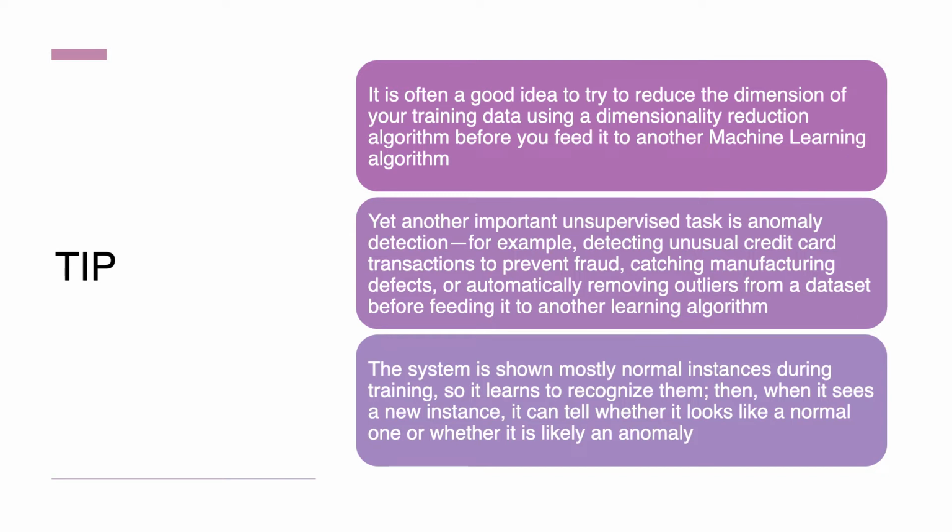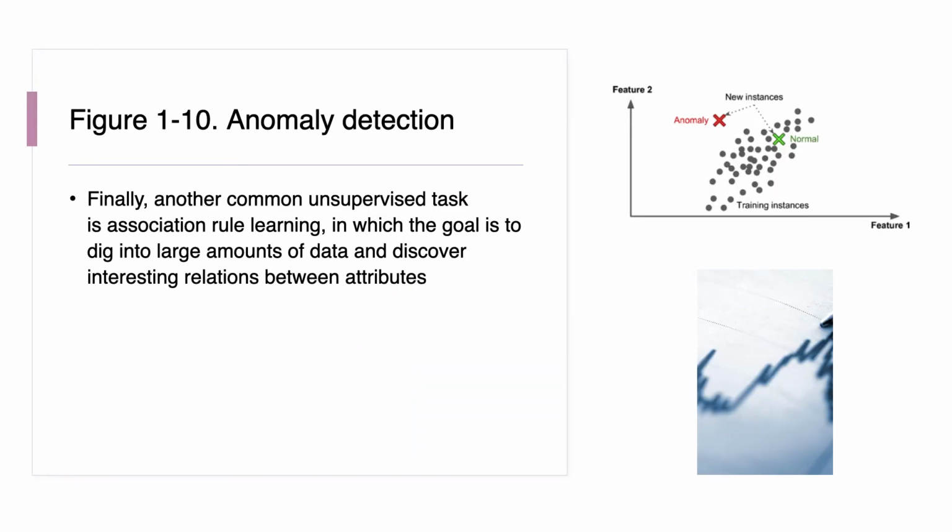Yet another important unsupervised task is anomaly detection, for example, detecting unusual credit card transactions to prevent fraud, catching manufacturing defects, or automatically removing outliers from a dataset before feeding it to another learning algorithm. The system is shown mostly normal instances during training, so it learns to recognize them. Then, when it sees a new instance, it can tell whether it looks like a normal one or whether it is likely an anomaly, see figure 1-10.